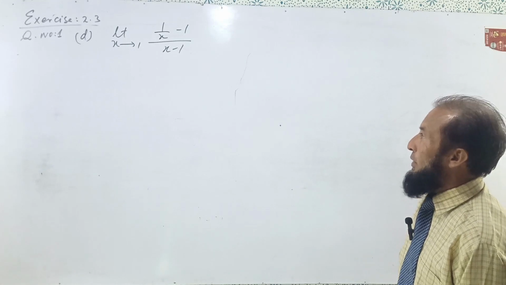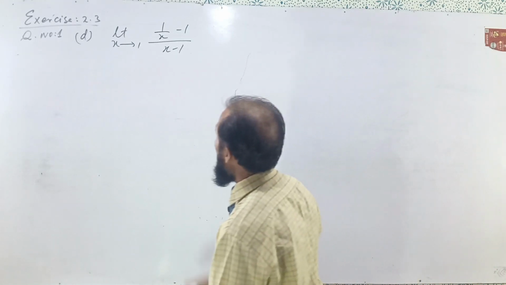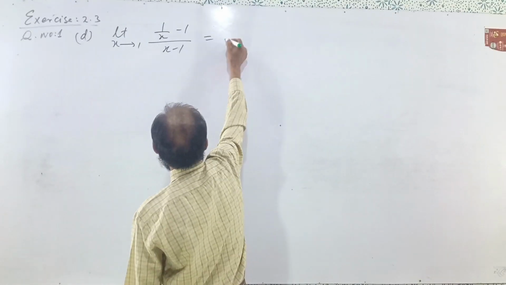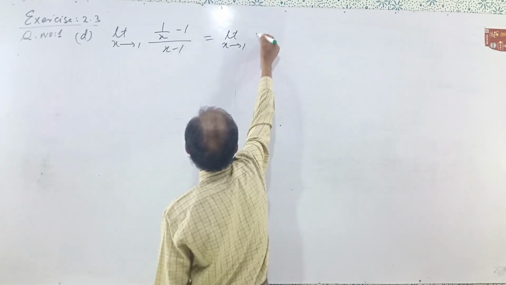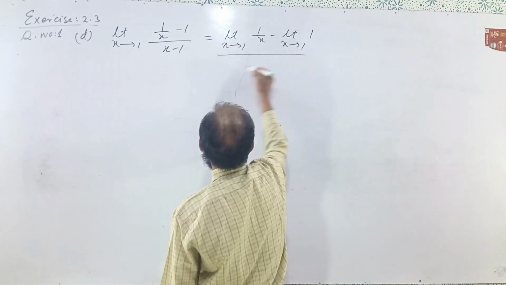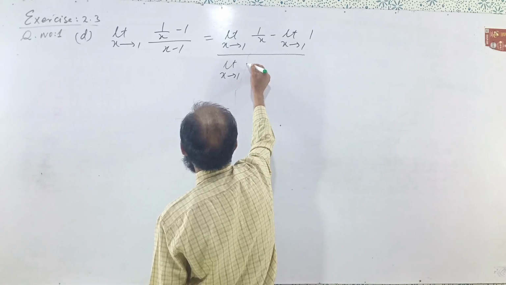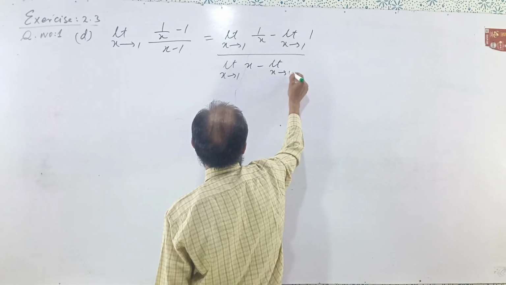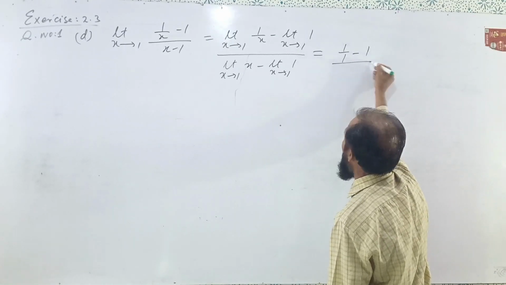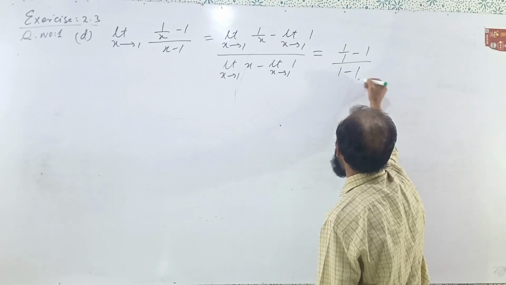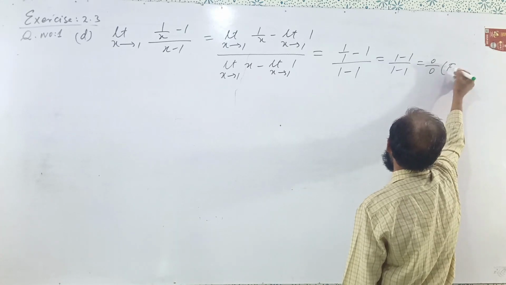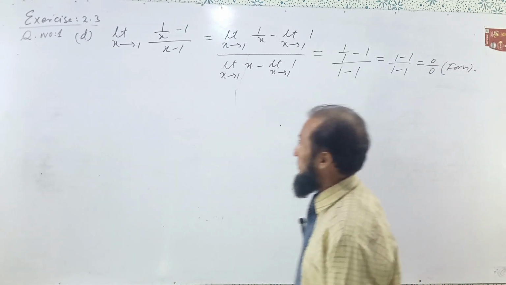Part D: limit x tends to 1 of 1 by x minus 1. If we directly apply the limit here, we get an undefined case. Look here: limit x tends to 1 of 1 by x, minus limit x tends to 1 of 1, divided by limit x tends to 1 of x minus limit x tends to 1 of 1. So we get 1 divided by 1 minus 1, that is 1 minus 1. The result is 0 by 0 form, which is an undefined case.